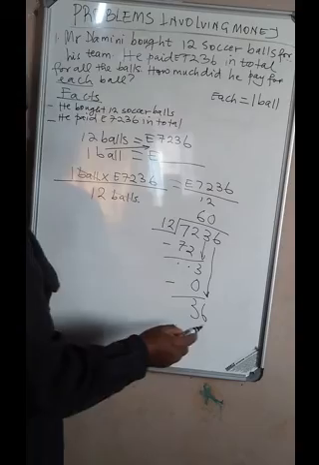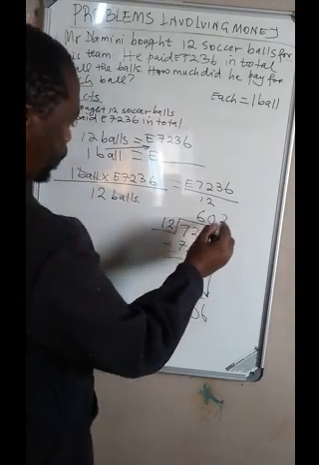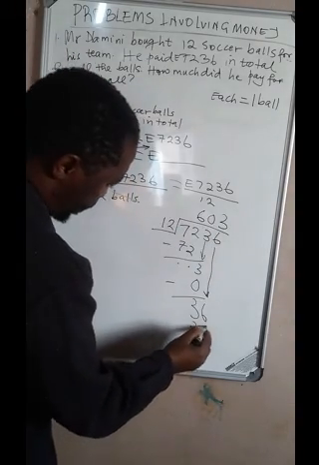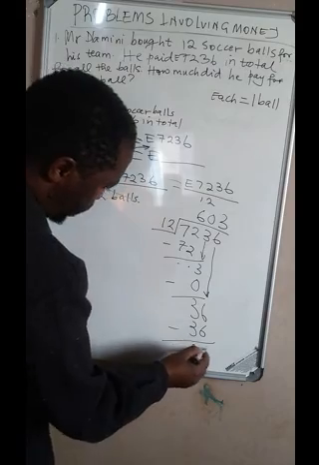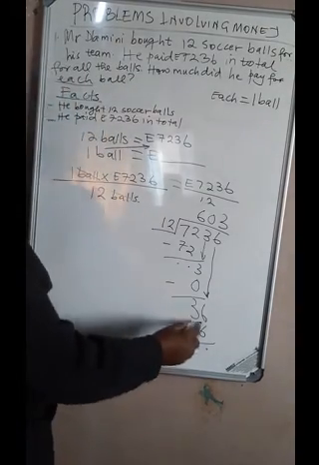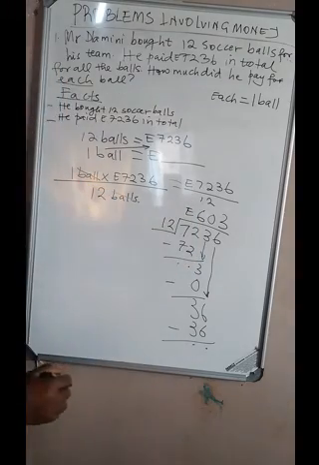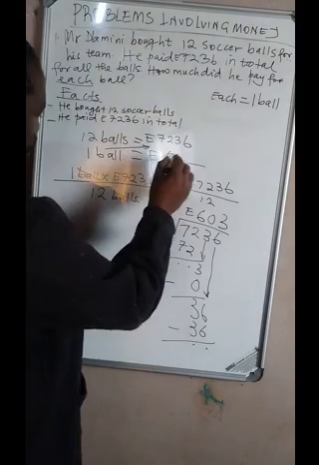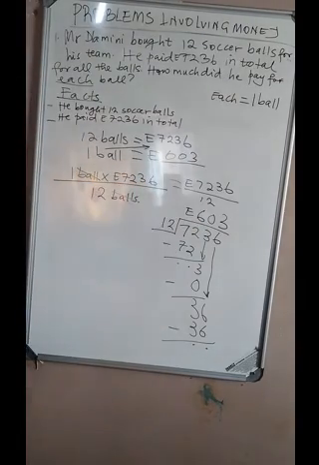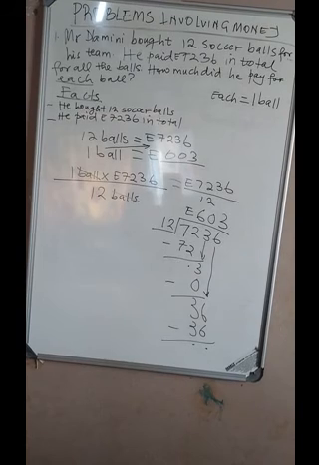12 into 36, it goes 3 times. 3 times 12 is 36. You subtract. So the 6 minus 6 is 0, 3 minus 3 is 0. So now you know the cost of each ball. So it's 603 emalangeni. So you did not guess whether you are going to divide or multiply.